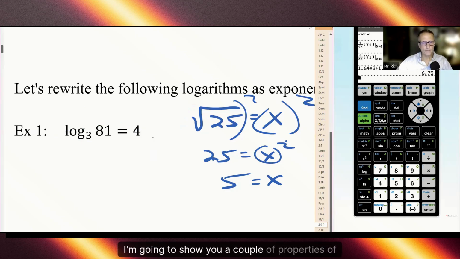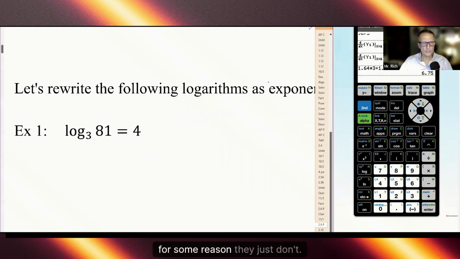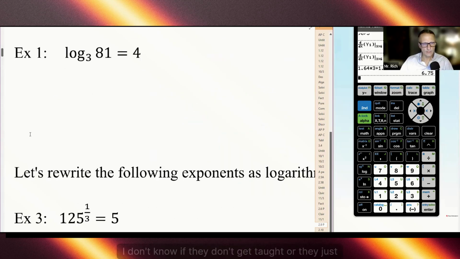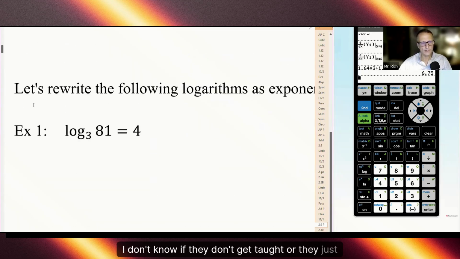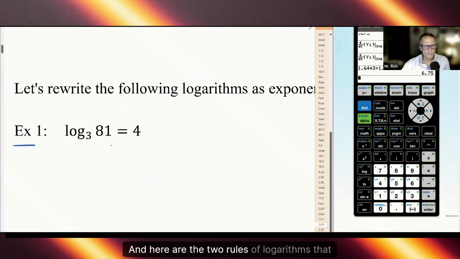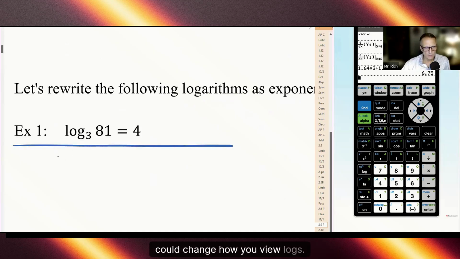I'm going to show you a couple of properties of logarithms that for some reason either don't get taught or don't get emphasized enough. And here are the two rules of logarithms that could change how you view logs.